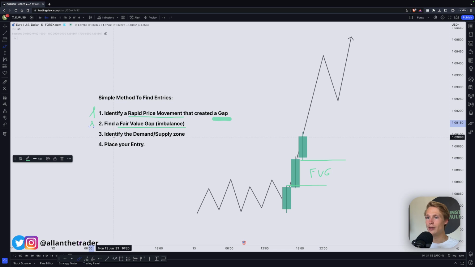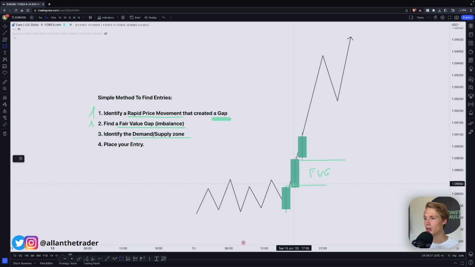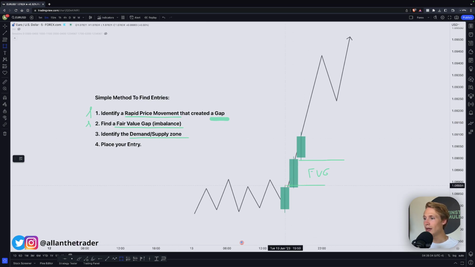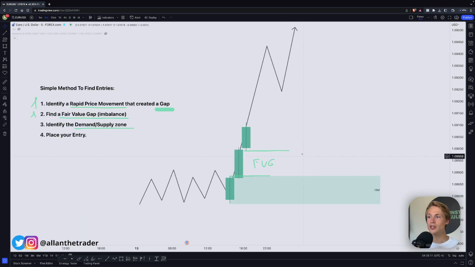And the third step is identify a demand or supply zone. So I will show some examples in this video, but basically the demand zone is the candle below your fair value gap. So it's relatively easy. If you can find your fair value gap, the candle below it, you can select the whole candle, and that's your demand zone. So the demand zone is the first candle that created this rapid price movement and created a fair value gap. So you need to have both of them, both a fair value gap and a clear candle that you can mark as your demand zone, and then you have enough to find your entry.